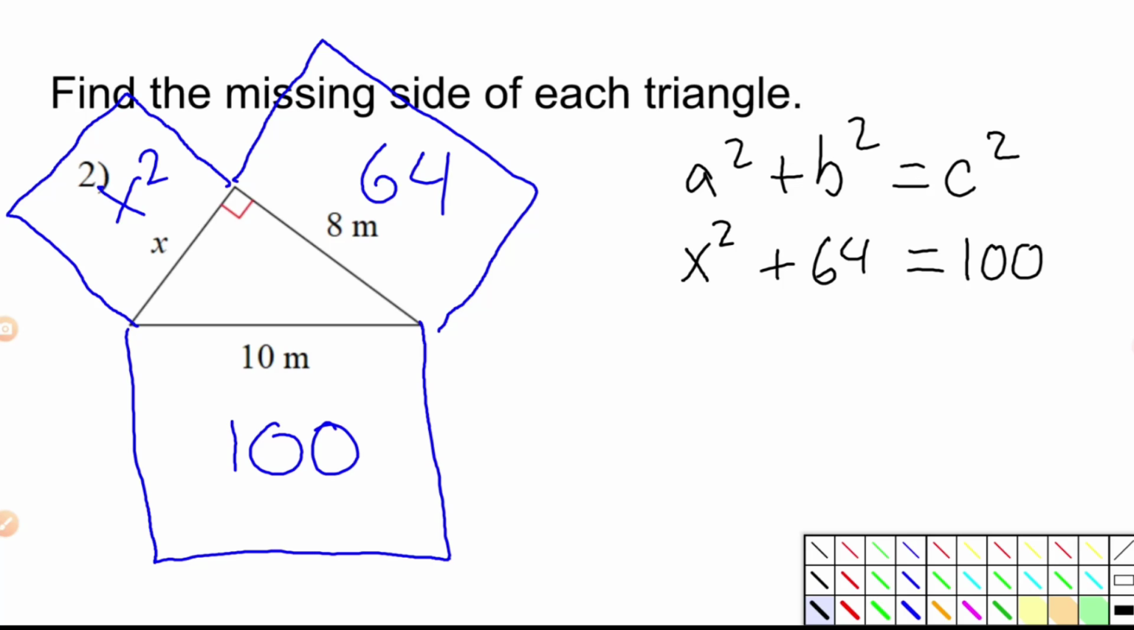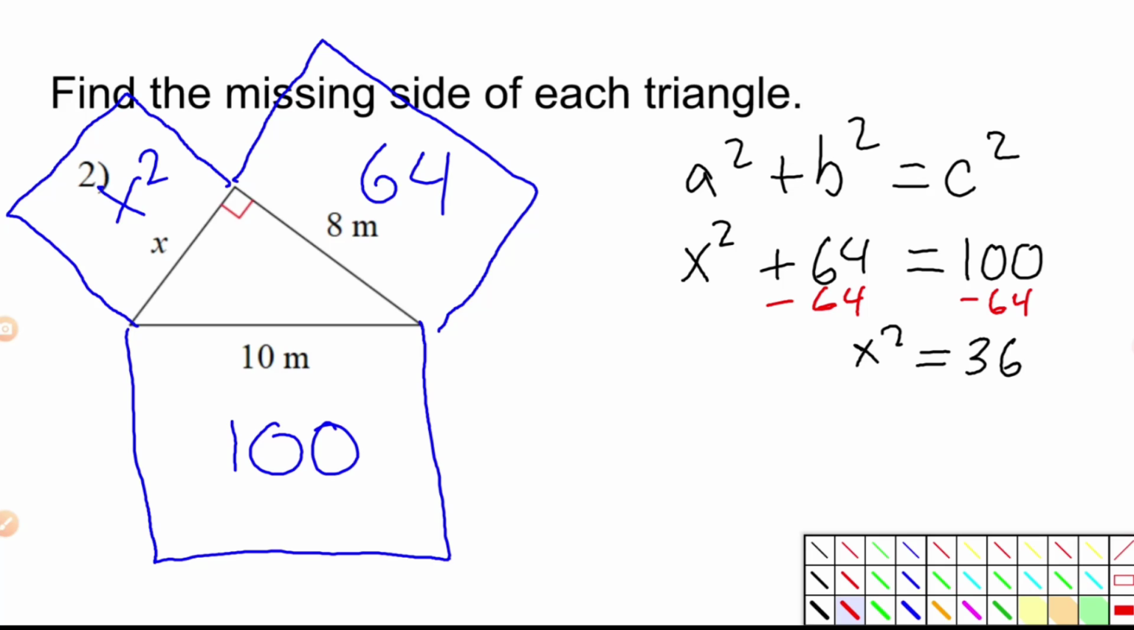Well, x is on the other side of the equation this time, which means we're going to have to do a little bit of solving here. So I'm going to subtract 64 from both sides of my equation. That shouldn't be too bad. So you're going to be left with x squared is equal to 36. And does that make sense? Yeah, 36 plus 64 is going to be 100.